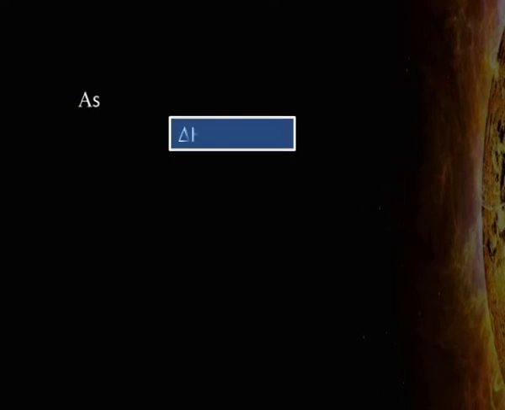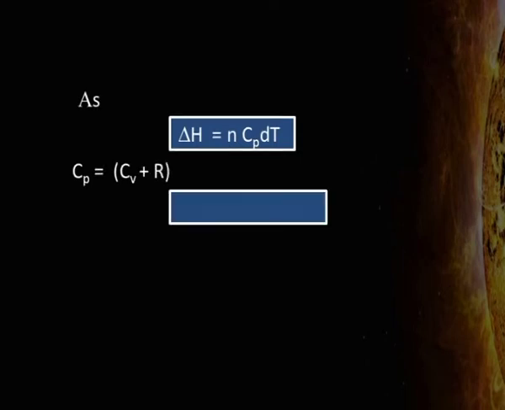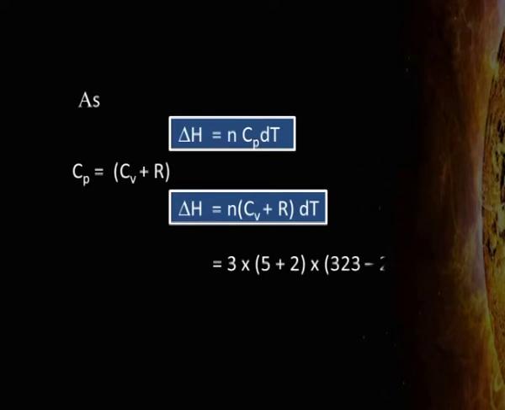As delta H is equal to n Cp dT, and Cp is equal to Cv plus R, putting the value of Cp, we will have delta H equal to n (Cv plus R) multiplied by dT. Putting all the values, we will get 3 multiplied by (5 plus 2) multiplied by (323 minus 273), which is equal to 1050 calories.